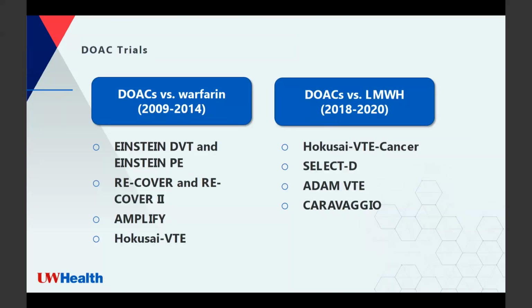I'll then go into more detail on the newer trials that compared DOACs to low molecular weight heparin. These trials were published between 2018 and 2020 and were incorporated into the newer cancer-associated thrombosis guidelines that I'll also go through in this presentation. And these trials include the Hokusai VTE cancer trial, SELECT-D, ATOM VTE, and the Caravaggio trials.